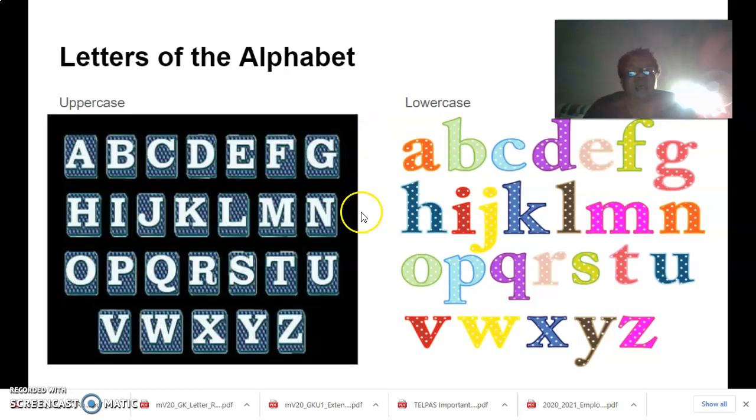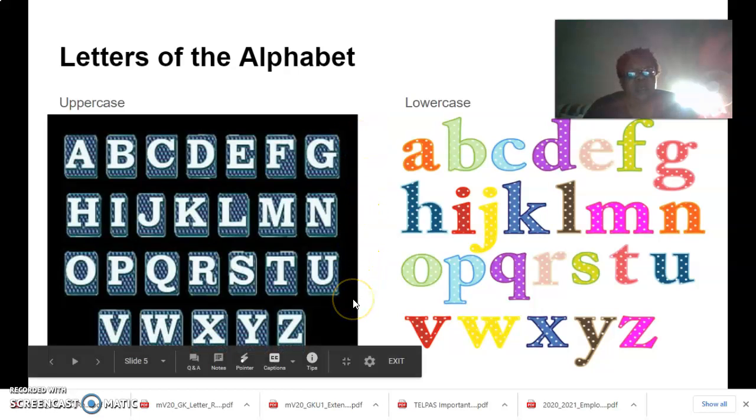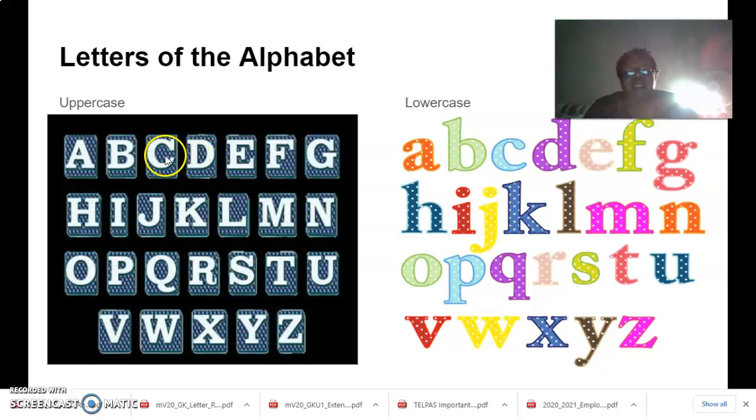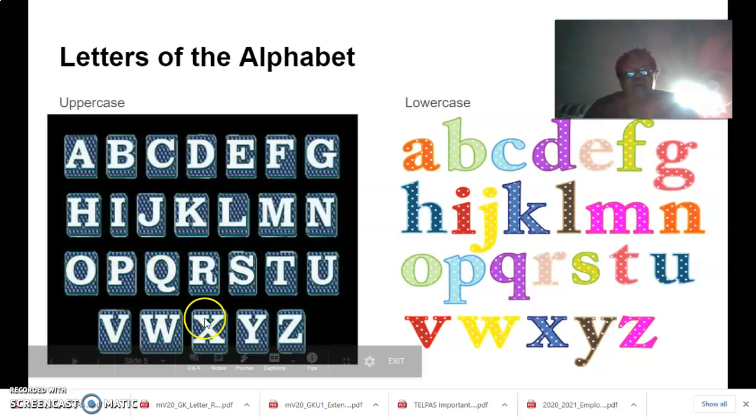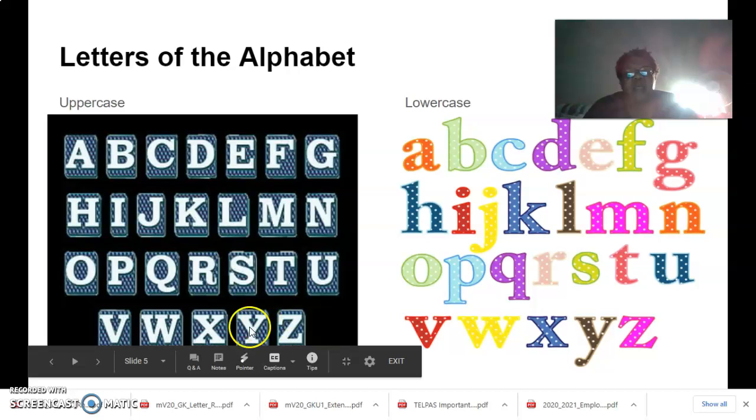Here's the letters to practice. Let's do the letters out of order. Ready? G, F, E, D, C, B, A, N, M, L, K, J, I, H, U, T, S, R, Q, P, O, Z, Y, X, W, V.